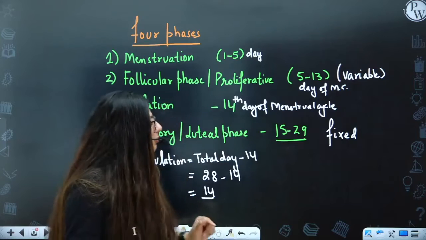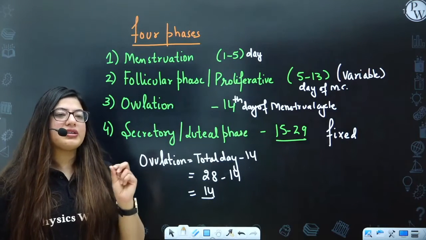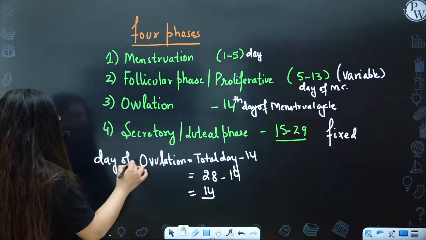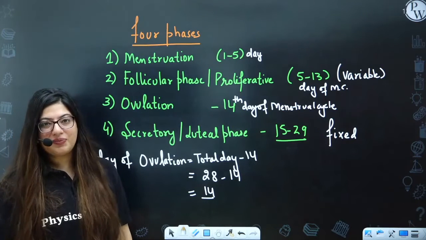Okay. So if a female has a cycle of around 40 days in total, what is the day of ovulation? How can you find the day of ovulation? By this formula, tell me what is the day of ovulation in a female with a 40-day menstrual cycle.